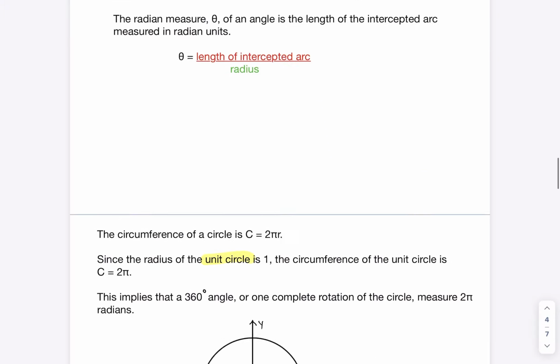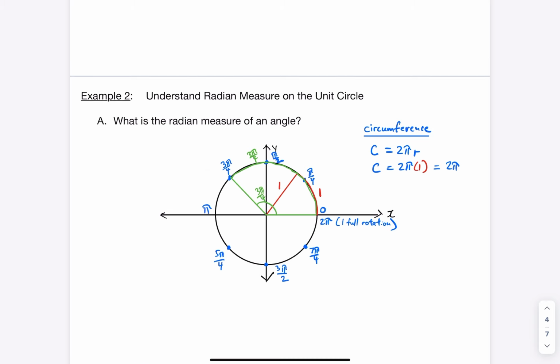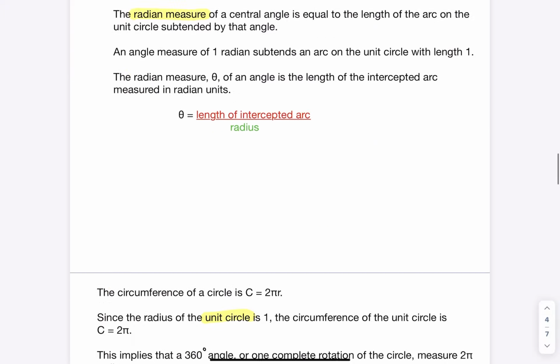Well, let's go back to this circle here. Pi over 2 is over here, right? This is pi over 2, and that is equivalent to 90 degrees, right? We're only going a quarter of the way around, so that gives us 90 degrees.